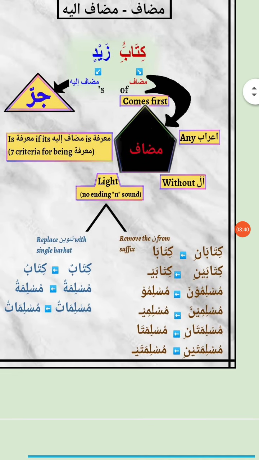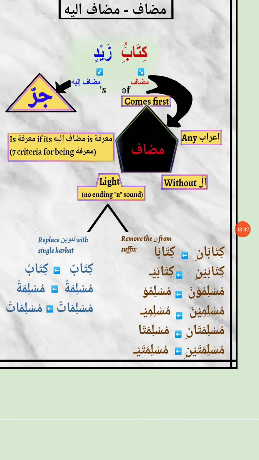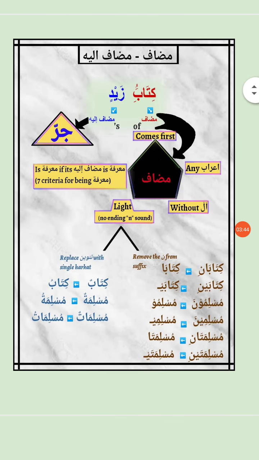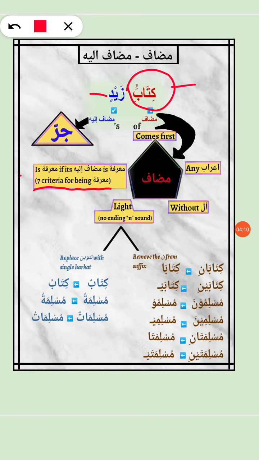And finally, we should know that the muzaf is marfa here. Muzaf is marfa if its muzaf ilayh is marfa. We did 7 criteria for an ism to be marfa, and one of those 7 criteria was that if the muzaf ilayh is marfa due to any reason, the muzaf also becomes marfa. So marfa muzaf ilayh, marfa muzaf. Nakra muzaf ilayh, nakra muzaf.